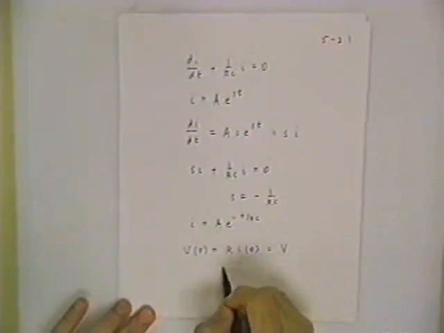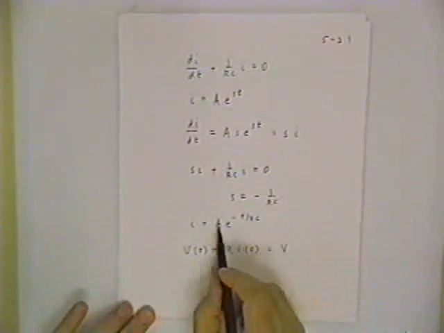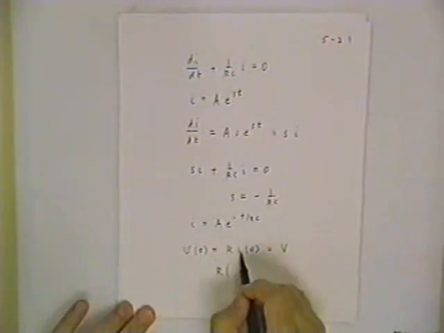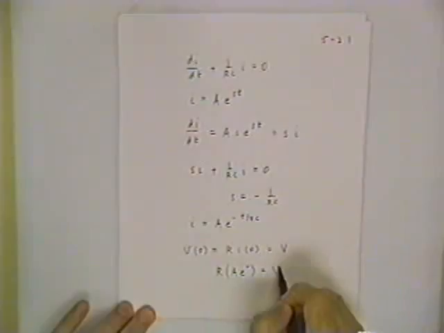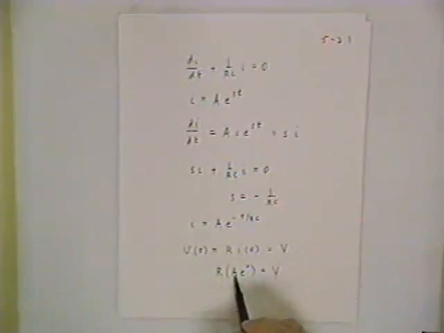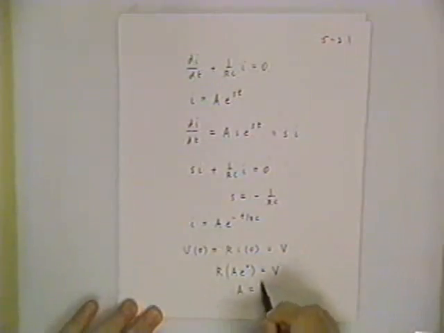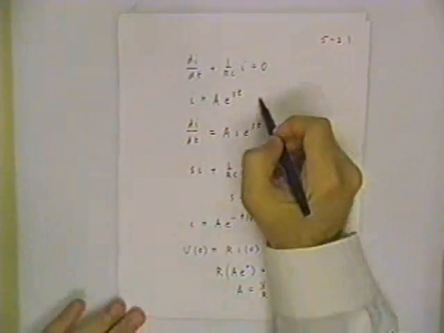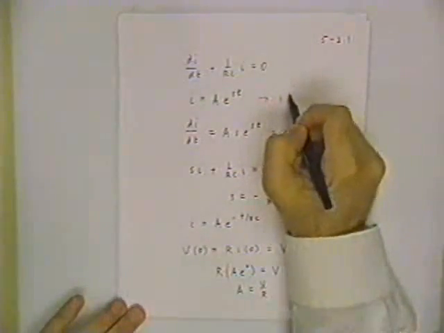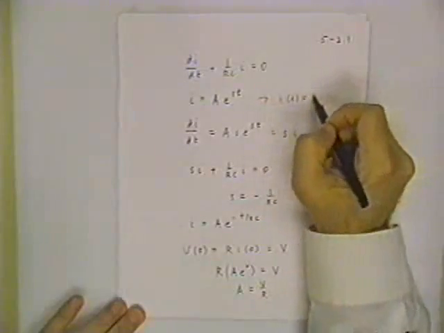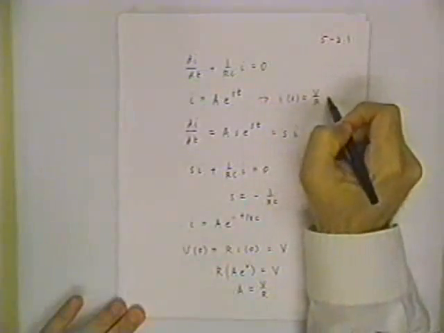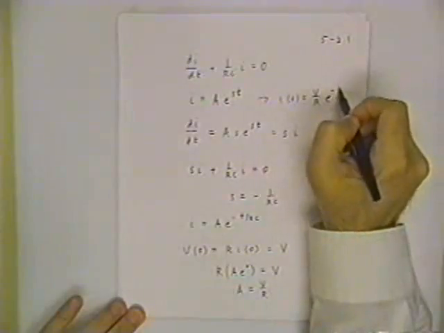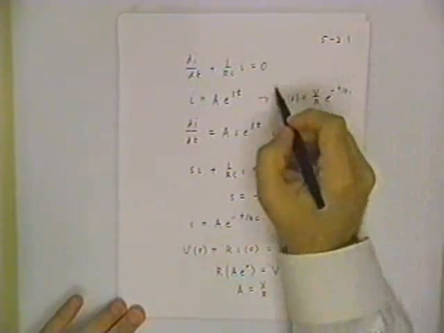So now all we have to do is substitute from our solution here. I of 0 is A e to the 0. So I of 0 is A. E to the 0 evaluates as 1. And now we can solve for our constant. A is equal to V over R. What we get, and I can put this up here, is that I as a function of time turns out to be V over R times e to the minus t over RC.